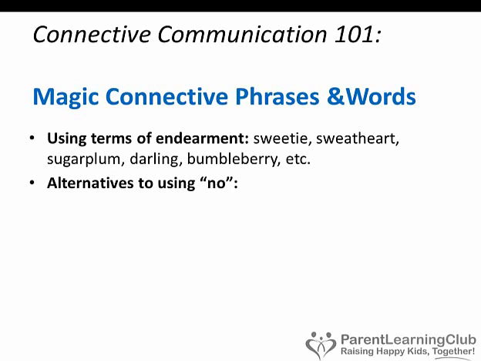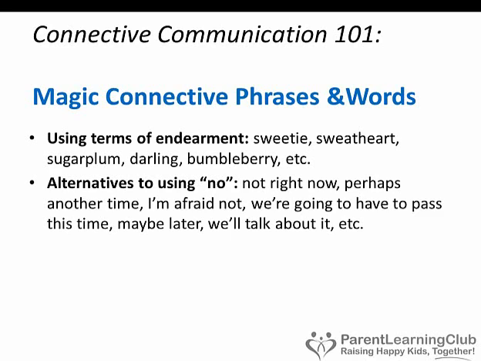So by using alternatives to no, you can save the word no for when it's really important, so that rather than saying it again and again and again, to the point that it loses all meaning and strength, we just use it when we have to, and then our child won't question it, because they know that when we say no, it's no, that there's no going around it. And ways that we can do that are: not right now, perhaps another time, I'm afraid not, we're going to have to pass this time, maybe later we'll talk about it, right?